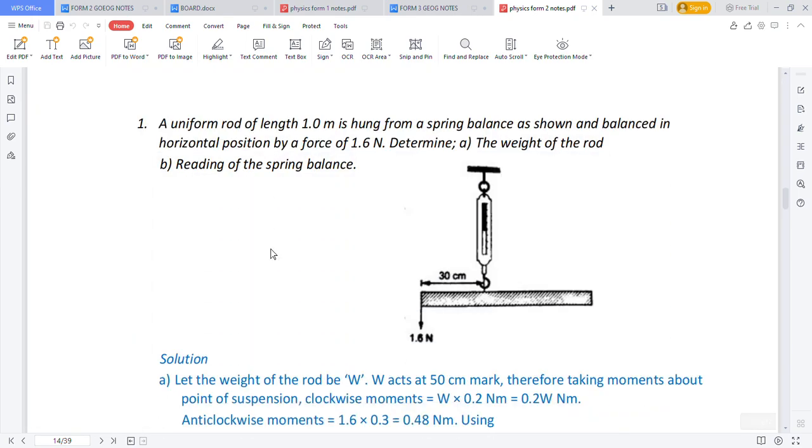Example: a uniform rod of length 1 meter is hung from a spring balance as shown and balanced horizontally by a force of 1.6 Newton. Determine the weight of the rod and the reading on the spring balance.